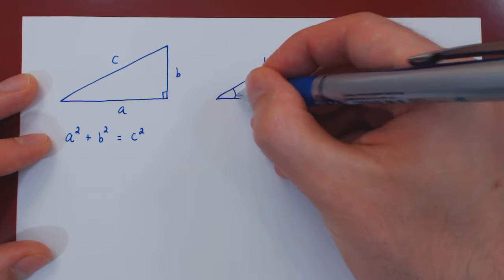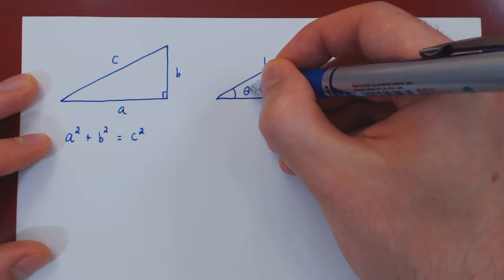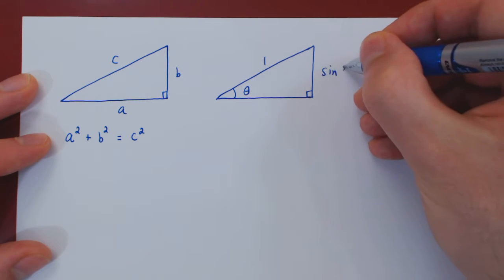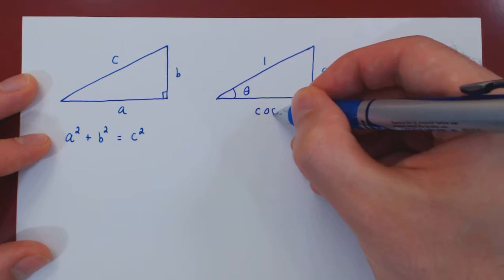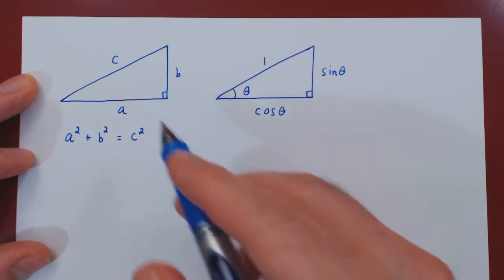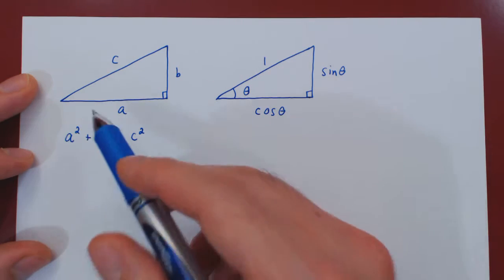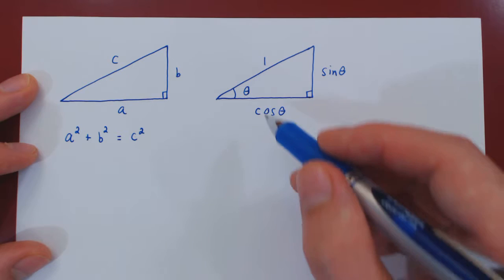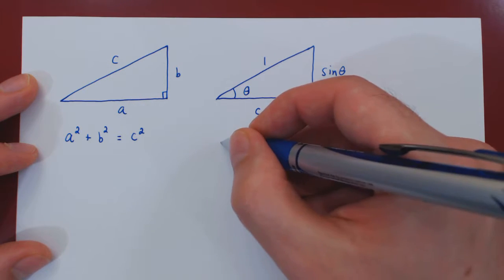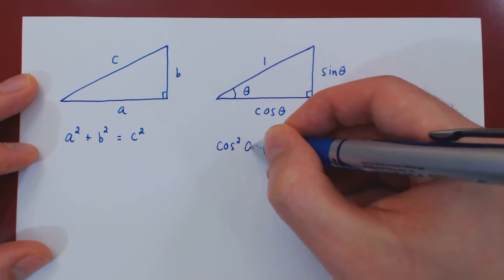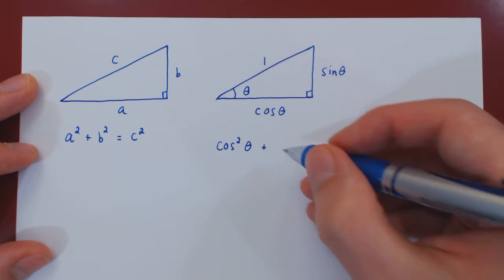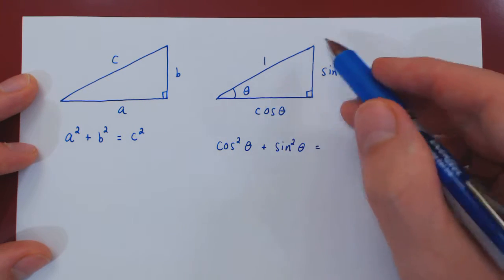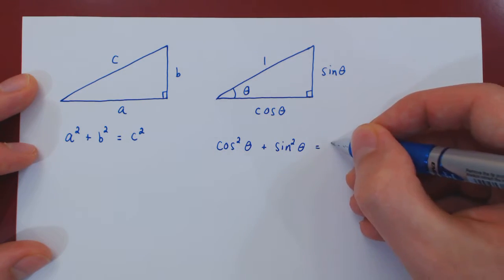Let's call the angle at the base theta. And as we've discussed previously, for such a triangle, the sine of theta is the height of the triangle, and the cos of theta is the base of the triangle. But Pythagoras' theorem applies to any right triangle, so we can apply this result to this triangle. So we have the base squared, so cos squared of theta, plus the height squared, so sine squared of theta, is equal to the hypotenuse squared, but 1 squared is simply 1.